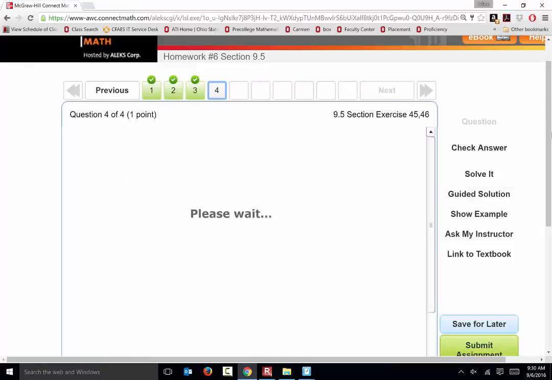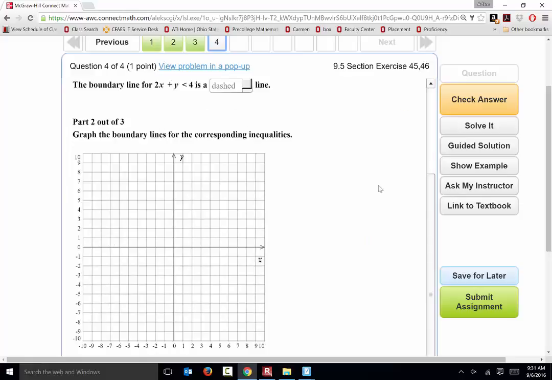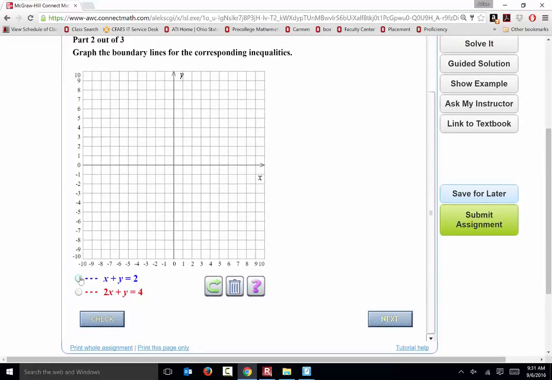We need to answer several parts before coming to the final answer. First, is this a dashed line or solid line? It's a dash. Both were dashed, right? Check. Graph each line. There are two lines we need to graph. The first blue one was (2,0) and (0,2), right? So it's the opposite color than what I picked here. The first one was (0,2) and (2,0). The second one (4,0), (0,4) and (2,0). Next.